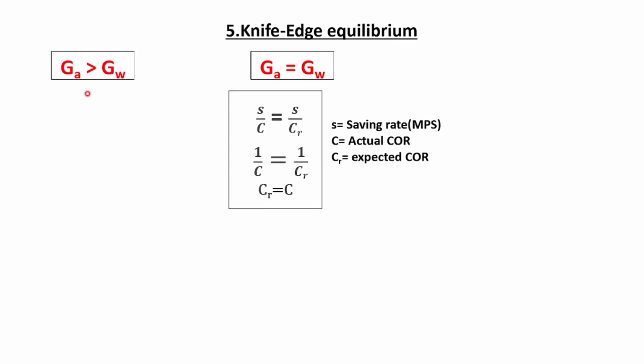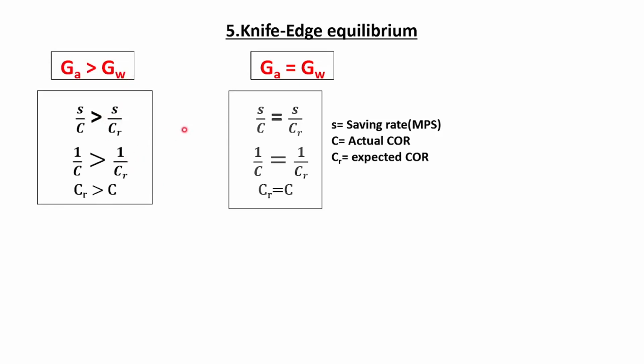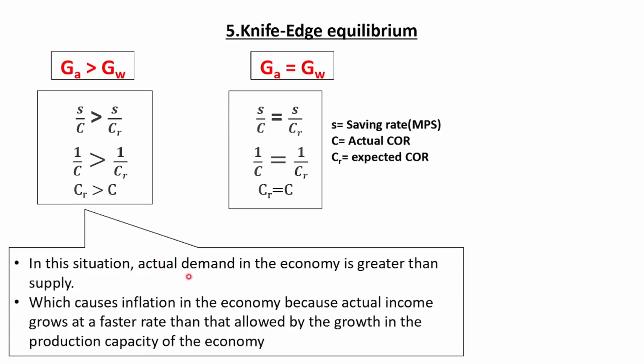Let's say actual growth rate is greater than warranted growth rate. The process is the same, but instead of the equals sign, now we are putting the greater than sign. When actual growth rate is greater than warranted growth rate, we get expected capital output ratio greater than actual capital output ratio. This means actual demand in the economy is greater than supply, which causes inflation in the economy because actual income grows at a faster rate than that allowed by the growth in the production capacity of the economy.